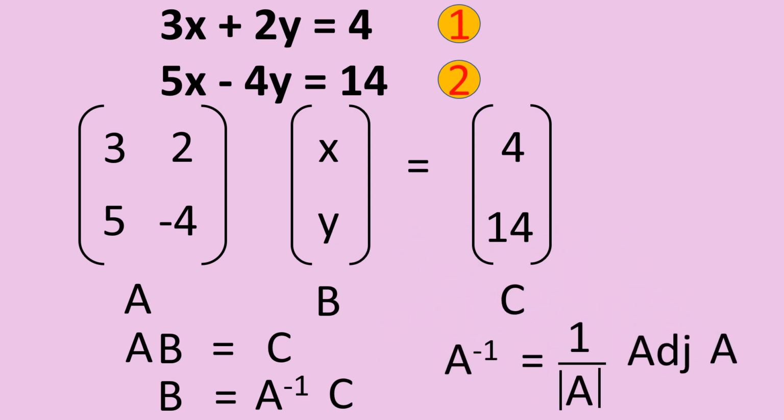So the formula for A raised to the power minus 1, that's the inverse of A, is equal to 1 over the determinant of A times the adjunct of A. 1 over determinant times adjunct of A.